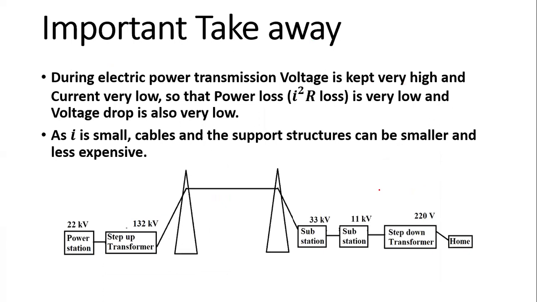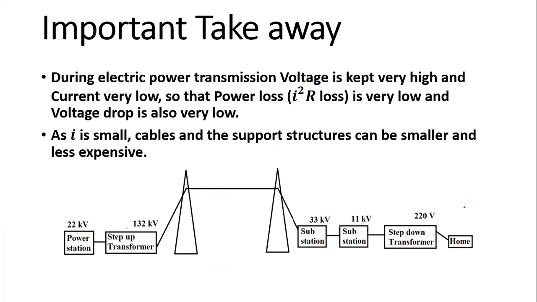So the important takeaway here is during electric power transmission, voltage is kept very high and current very low. So that the power loss, which is also called I squared R losses, is very low and the voltage drop is also very low. As I is small, cables and the support structures can be smaller and less expensive. Okay, I hope that makes sense.